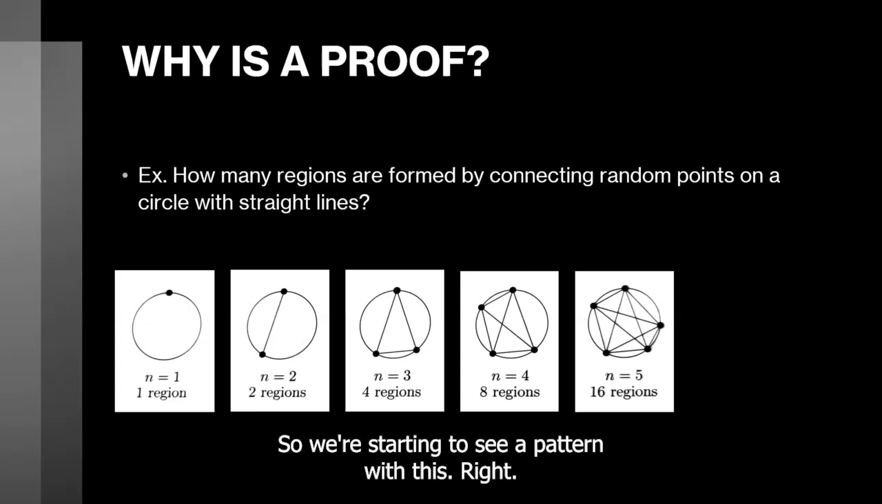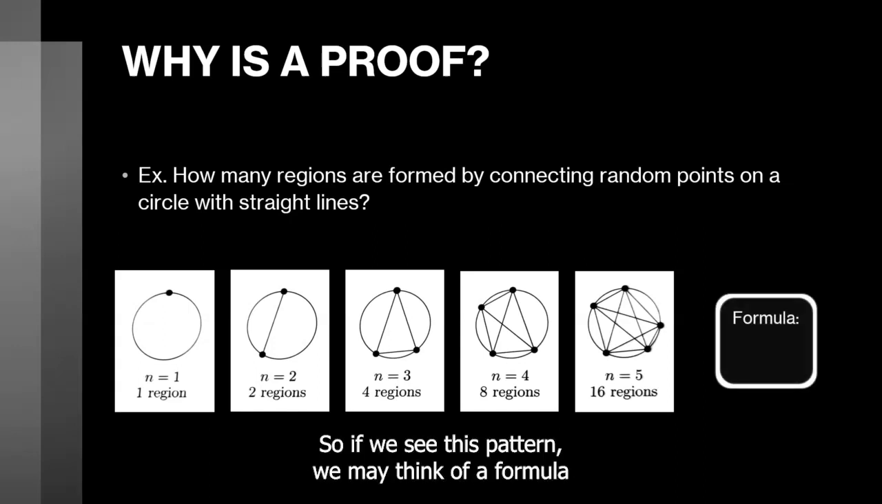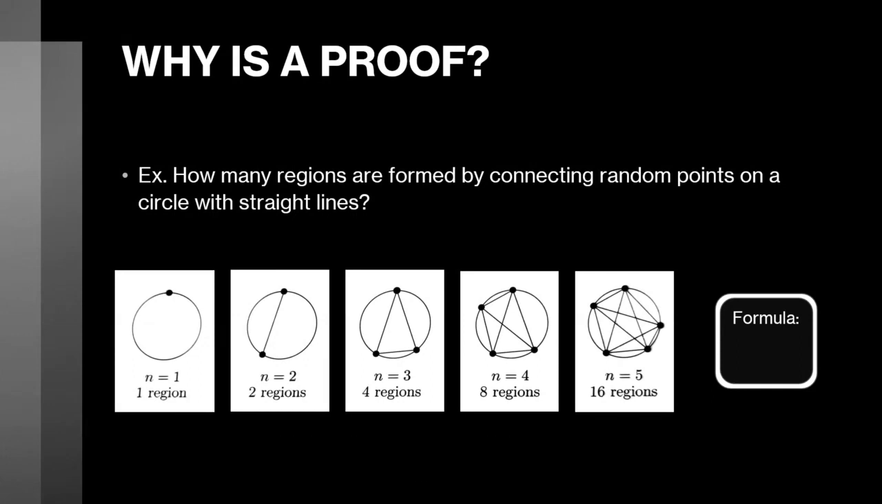So we're starting to see a pattern with this, right? And this is what math is. It's just all about finding patterns, right? That's basically all it is all the way through. So if we see this pattern, we may think of a formula for how many regions we get based on the number of points on this circle, right?